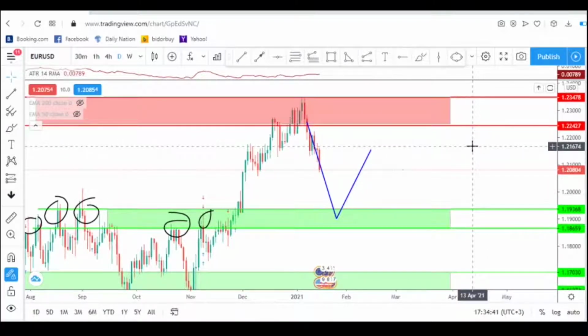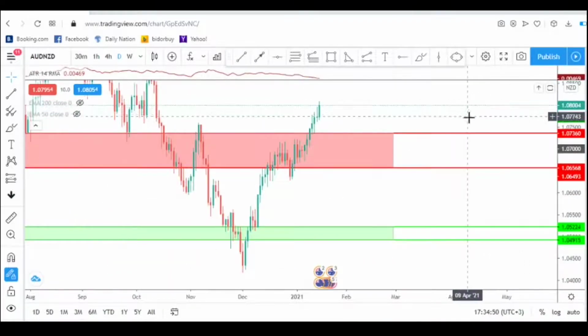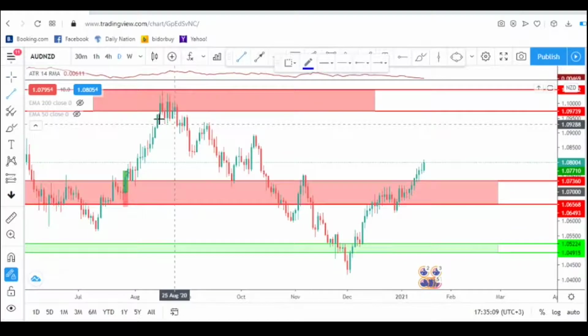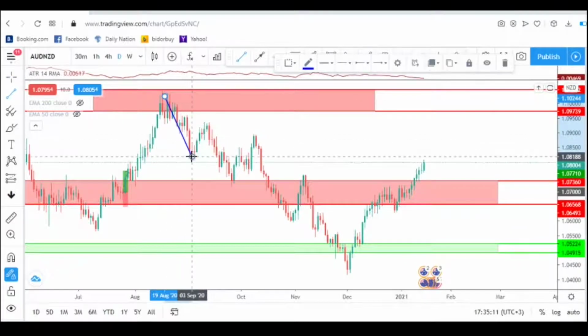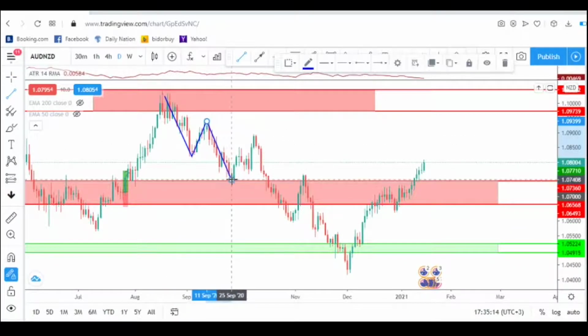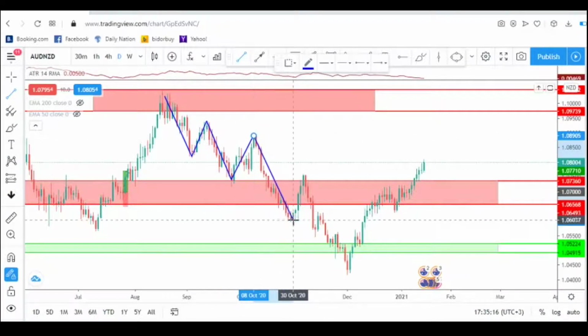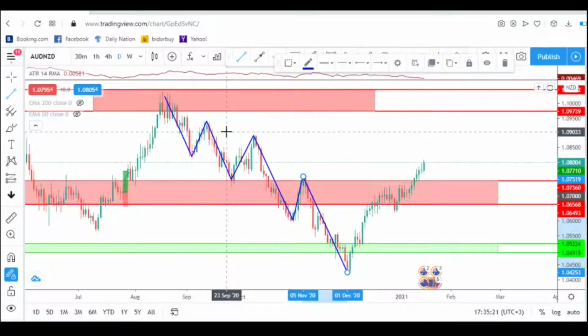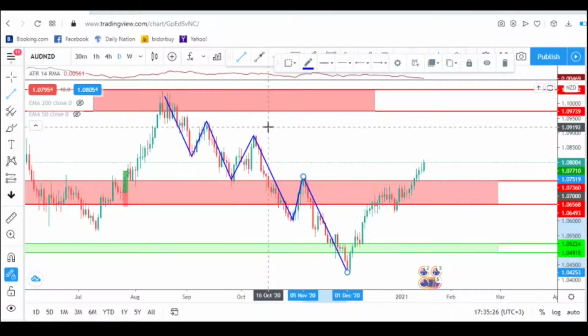The next currency pair is Aussie New Zealand. This Aussie New Zealand was in a downtrend from August of 2020 to December 2020. That was about 4 months in a downtrend. And while it was in this downtrend, it was making a lower low, a lower high, a lower low, a lower high, a lower low, a lower high, and a lower low. Now, a trend is when you see moves making lower lows and lower highs.